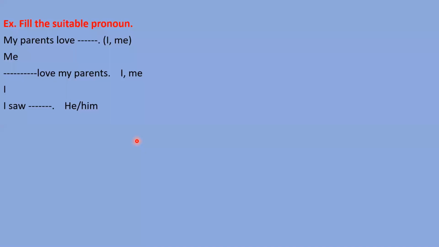Why not he? Sir, because him is an objective case. Him is the objective case pronoun. Okay, that's why him will come here. Very good, right answer with good explanation. So him will come here because objective case pronoun we need to write here. Clear? And he is subjective case pronoun.